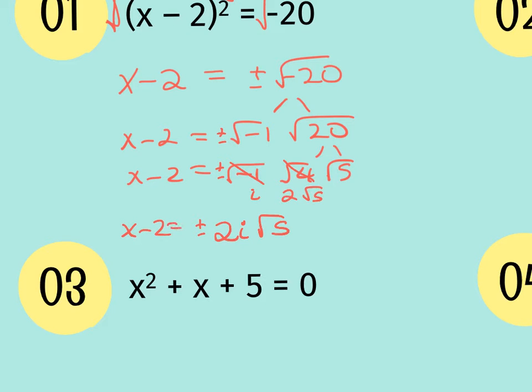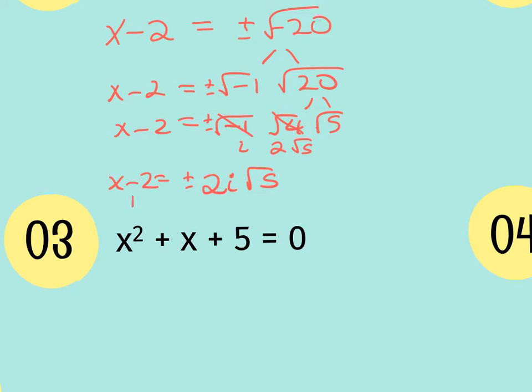And now I just move the 2 over. So I'll add 2 to both sides. So final answer here is x equals 2 plus or minus 2i square root of 5.